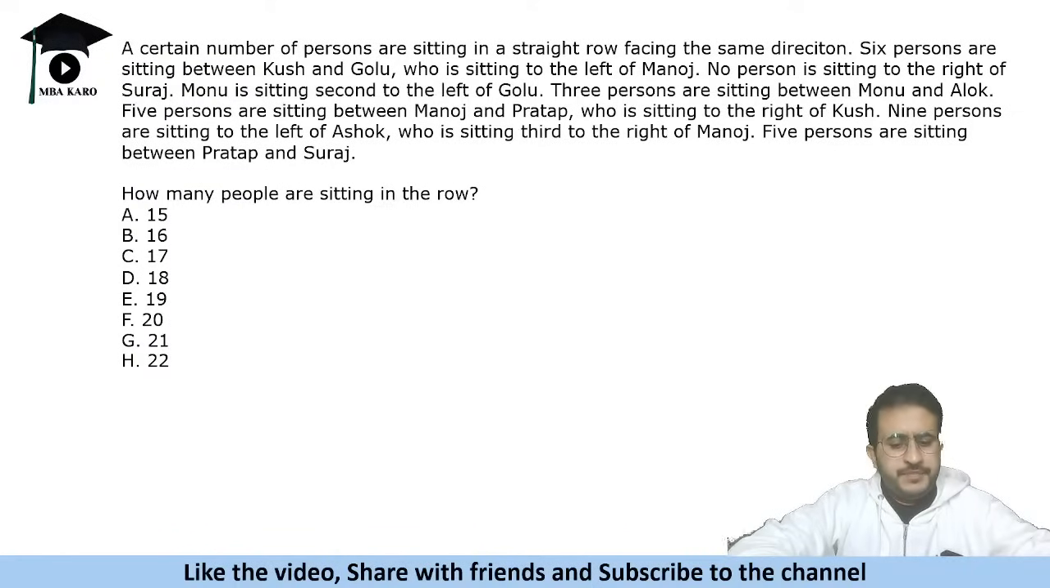So there are certain people sitting in a row, and we are given the names of some of the people. For the rest, we need to find out seats and find out how many people are there in that seating arrangement.